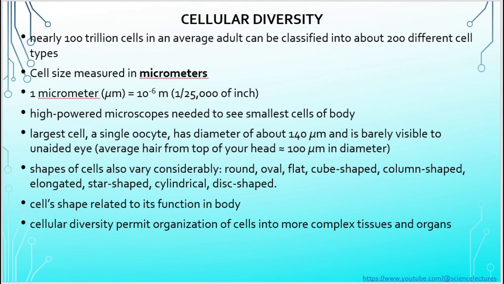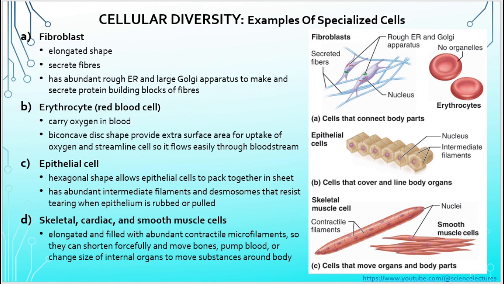The shapes of cells also vary considerably. They may be round, oval, flat, cube-shaped, column-shaped, elongated, star-shaped, cylindrical, or disc-shaped. A cell's shape is related to its function in the body. Cellular diversity also permits organization of cells into more complex tissues and organs. The shapes of cells and the relative numbers of the various organelles they contain relate to specialized cell functions. Let's now take a look at some examples of specialized cells.